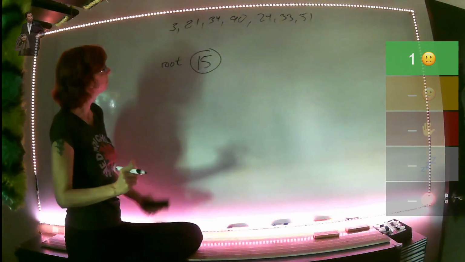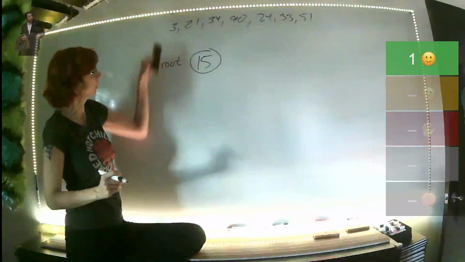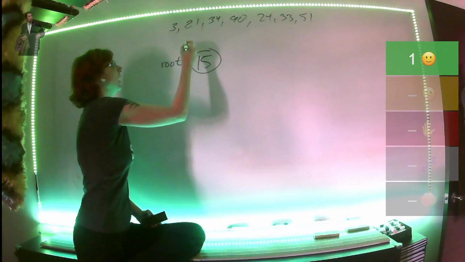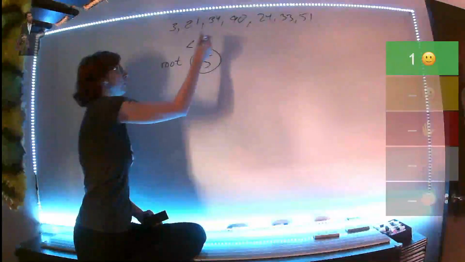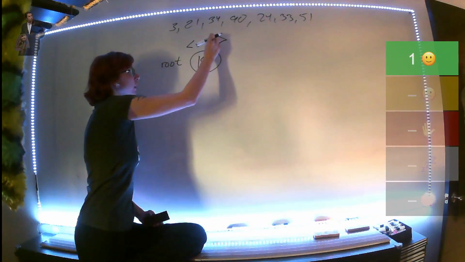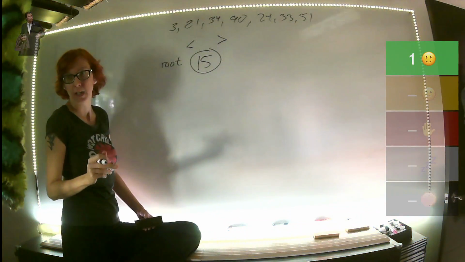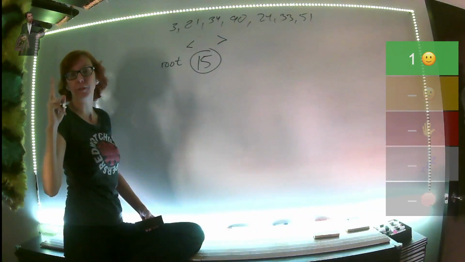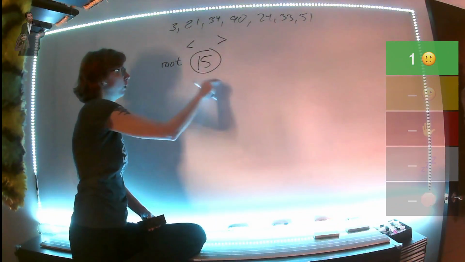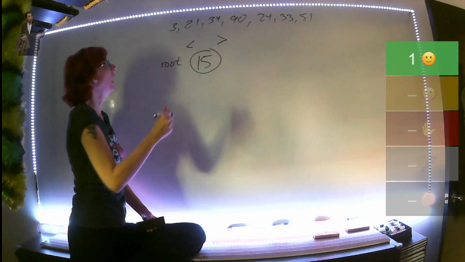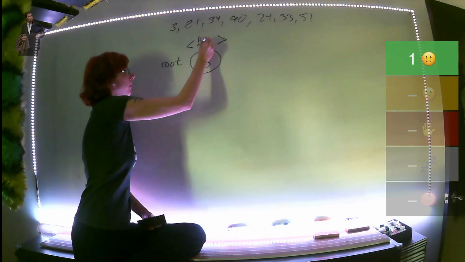When I get a new number, I'm going to have a very simple rule. If it's smaller, I go to the left branch. If it's larger, I go to the right branch. And I'm only going to have two different branches, either left or right. I won't have more. This is why it's a binary tree, because I have exactly two options.